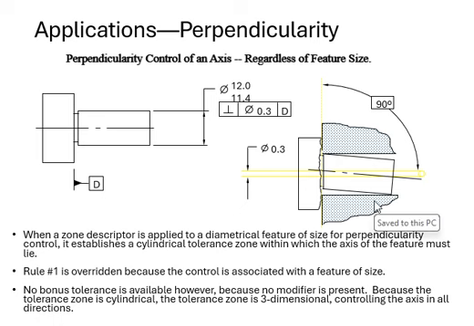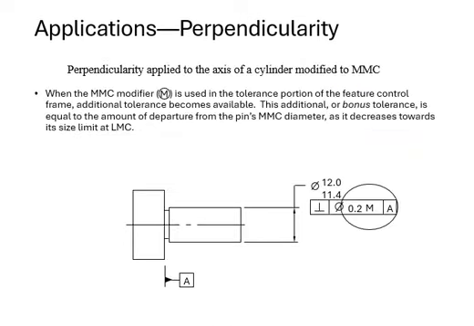And we talk about the regardless of feature, yeah. And also another thing is the feature of size. If this control is associated with a feature of size, then your rule 1 is going to be overridden, otherwise follow. And what is rule 1 and what is regardless of feature?